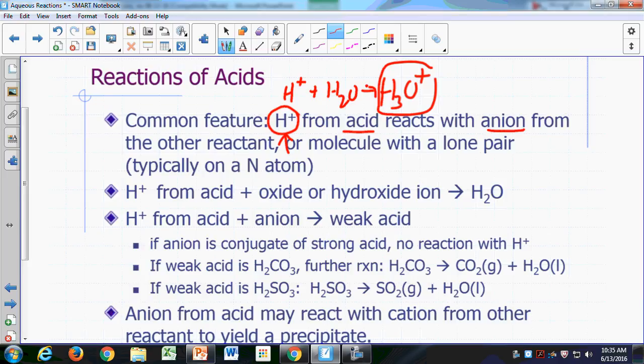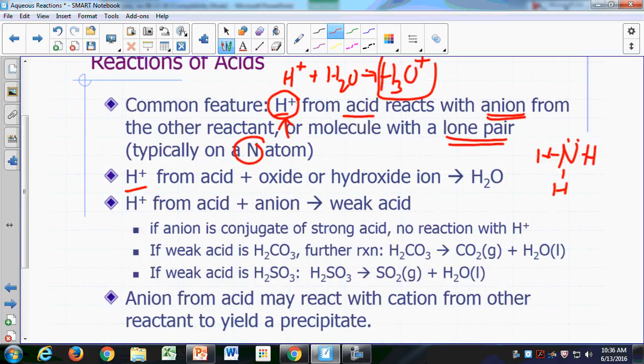So it could combine with a negative ion, an anion from another reactant, or it can attach itself to a lone pair on a molecule that might be in solution. Most molecules that would have this have a nitrogen atom that has a lone pair on it. So for example, ammonia, NH3, has a lone pair that can form a covalent bond with an H plus.